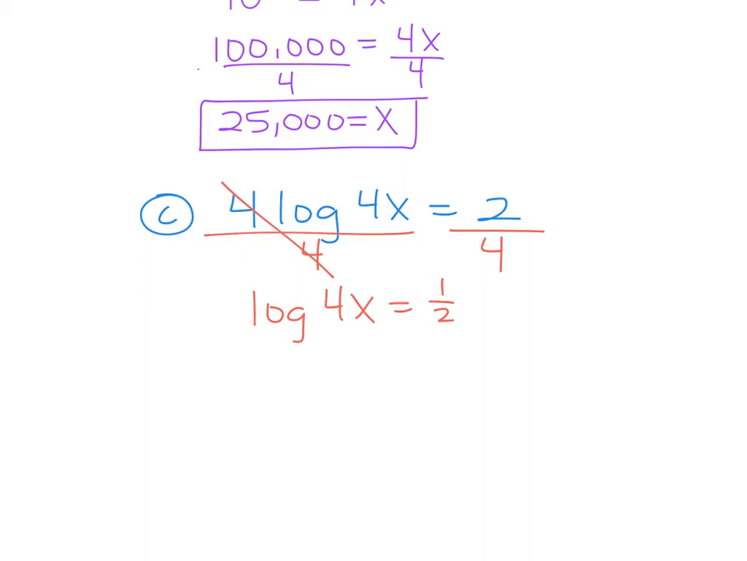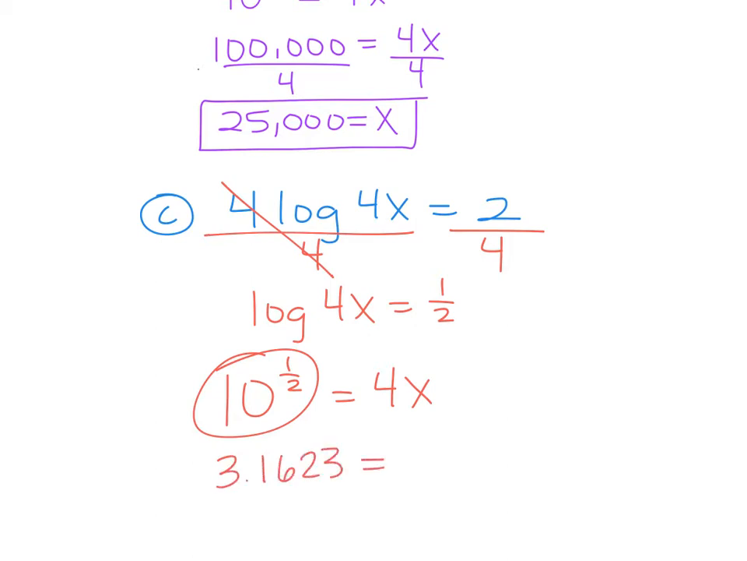How do you set this up? 10 to the 1/2 equals 4x, okay? So basically you're saying the square root of 10 divided by 4. And again, plug this into your calculator, 10 to the 1/2, you get 3.1623. I don't need you to write that down. Leave it in your calculator and then divide by 4. You should be getting to 4 decimal places, 0.7906.